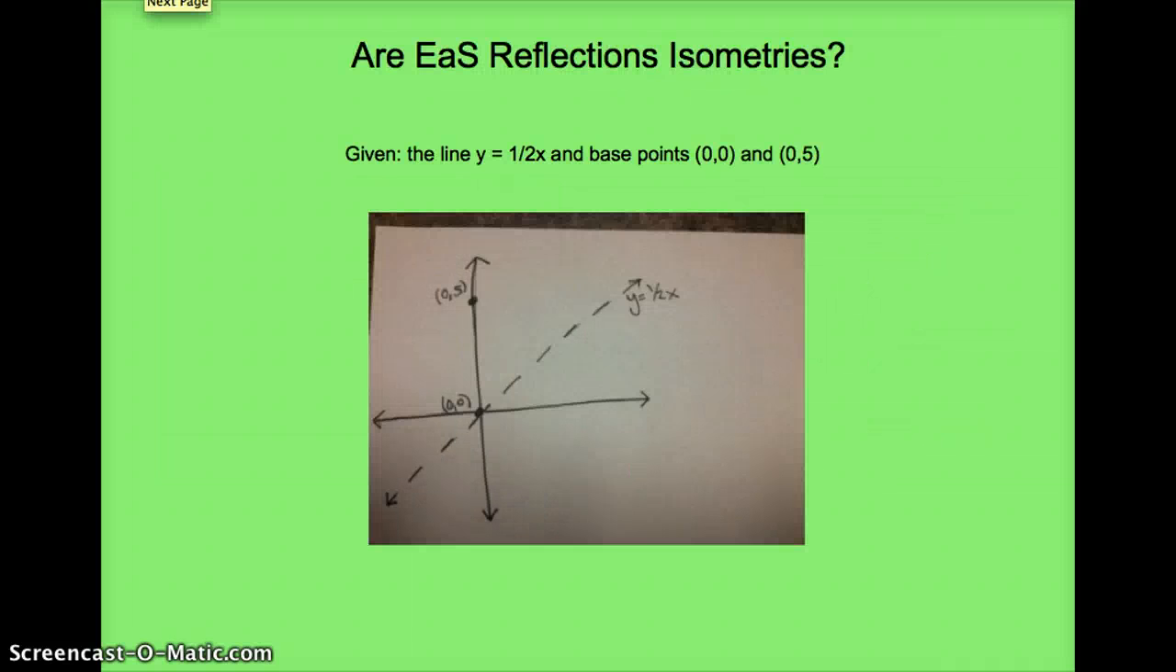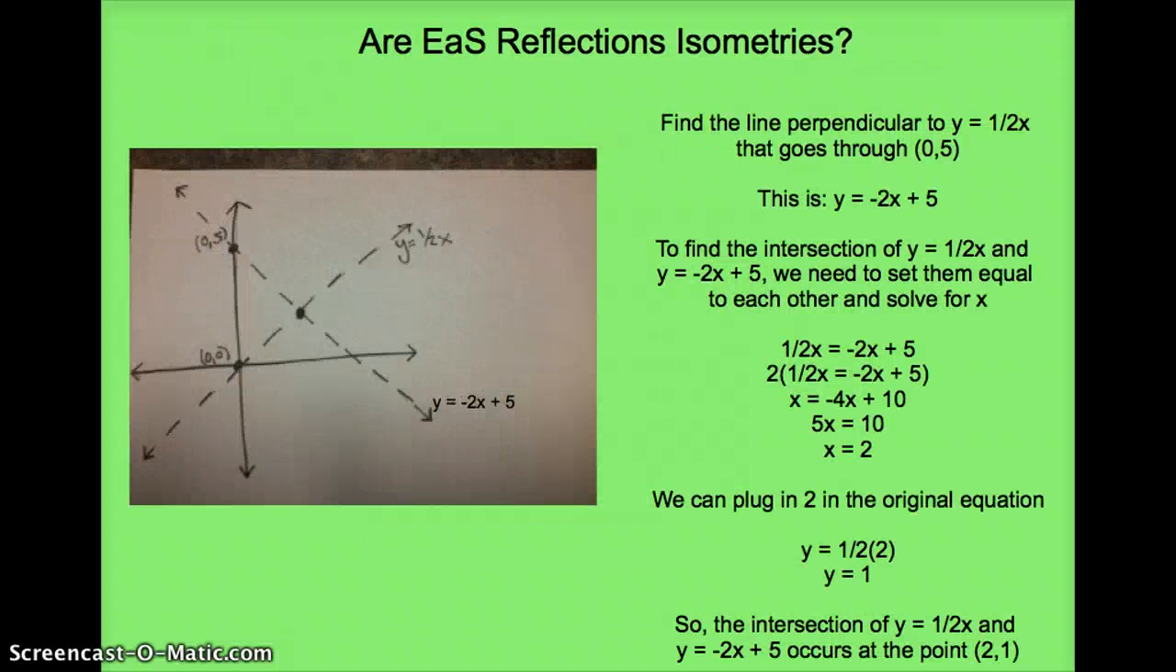So now our Etch-a-Sketch reflections isometries, that's the question we're being asked. Well, we're going to start with this. We're given the line y equals 1/2 x and these two base points, (0, 0) and (0, 5). So our first step is to find the line that is perpendicular to y equals 1/2 x, and this needs to go through the point (0, 5) because this is our point that we are reflecting.